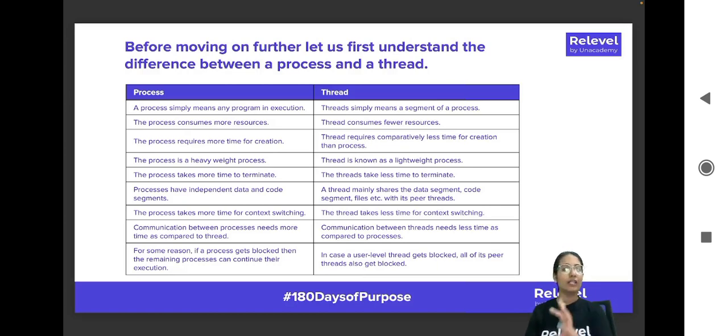Okay, but this, in a very good diagrammatical and differential representation, shows you the difference between a process and a thread.